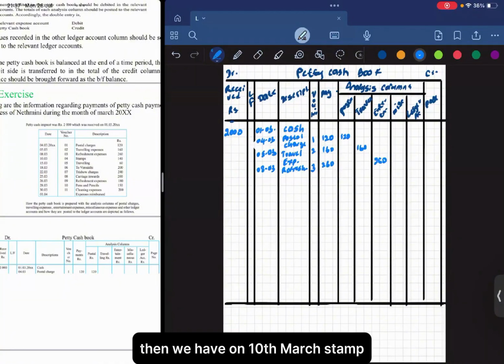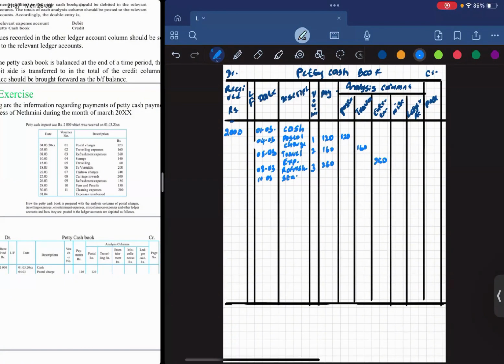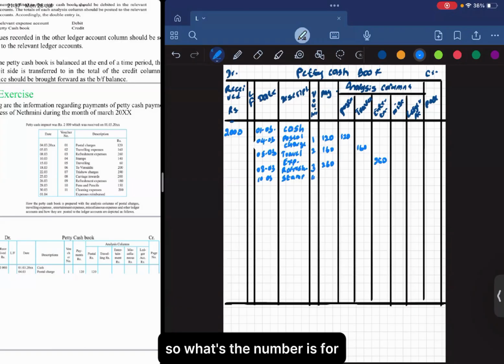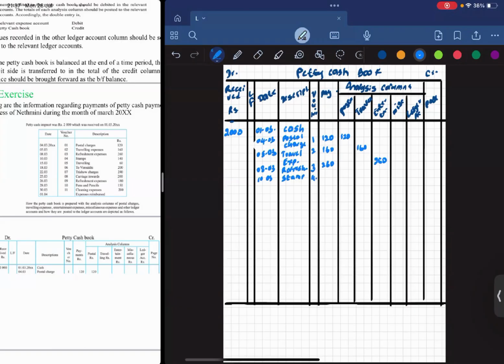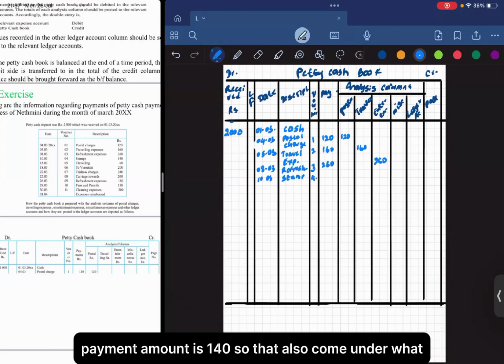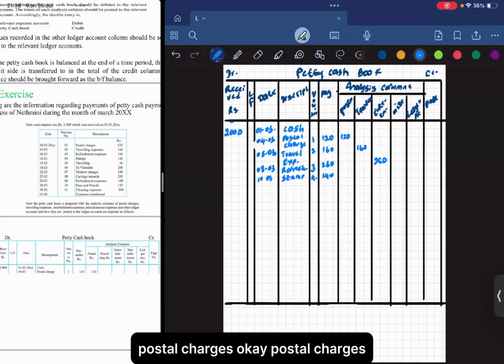Done. Then we have on 10th March, stamp. So voucher number is 4. Payment amount is 140. So that also comes under what? Postal charges. It is also coming under postal charges.